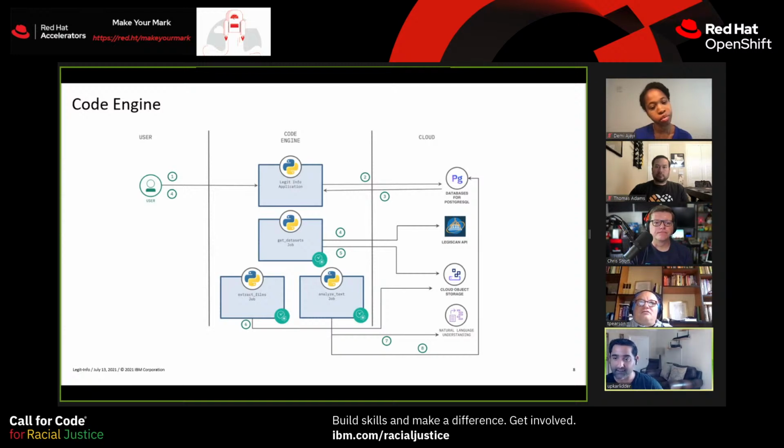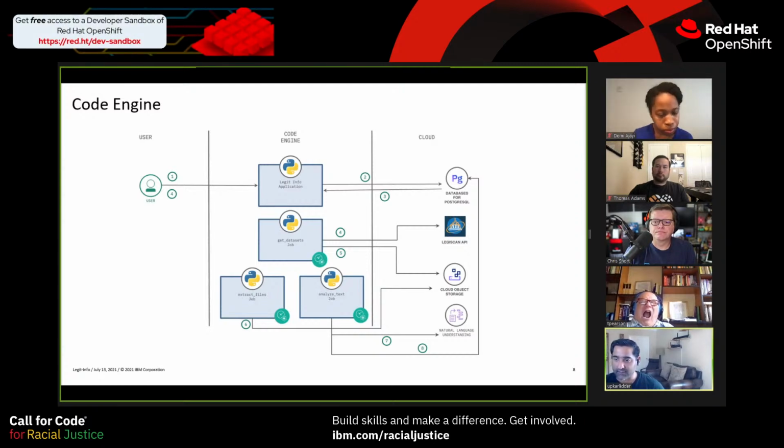So there's the get datasets job, which retrieves the different datasets for the different locations. And then there's the extract files, which extracts the legislation out of the zip files that came through in the get datasets job. And then finally, the analyze text uses the NLU function. And these jobs are set to run on a weekly basis. And again, there's a way to do that with the Code Engine stuff. And then again, using cloud object storage as the persistence layer in our deployed application.